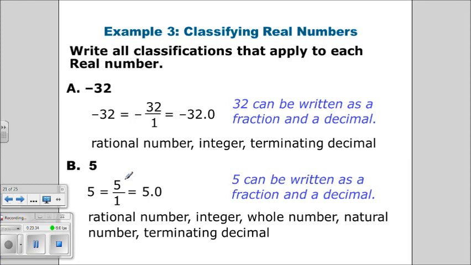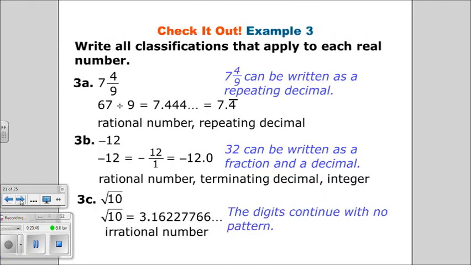While the second one, 5, is also the same here. 5 can be written as a fraction and decimal, 5 over 1 or 5.0. So it's a rational number, integer, whole number, natural number, and terminating decimal. We can figure it out and classify it.